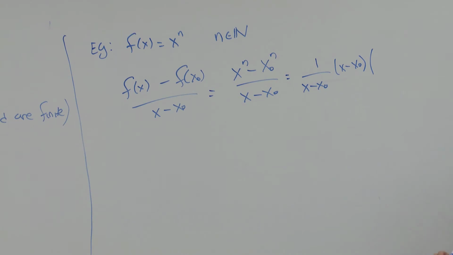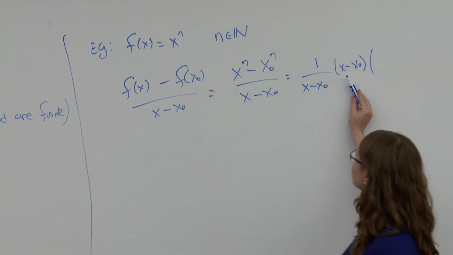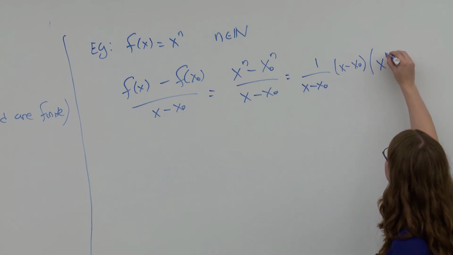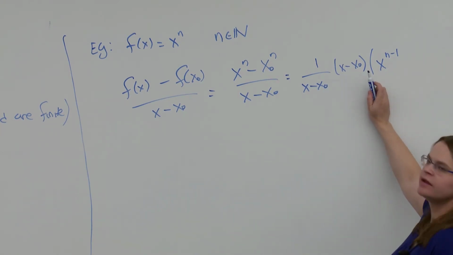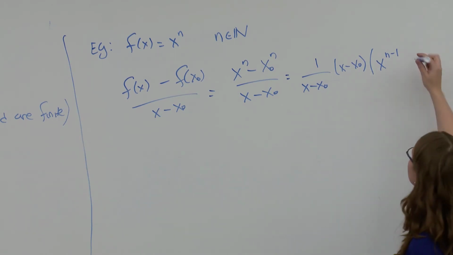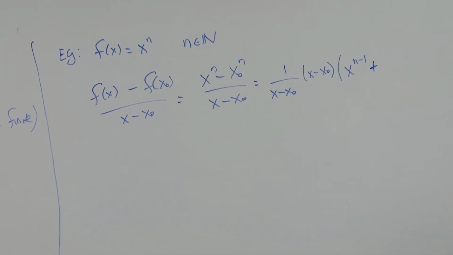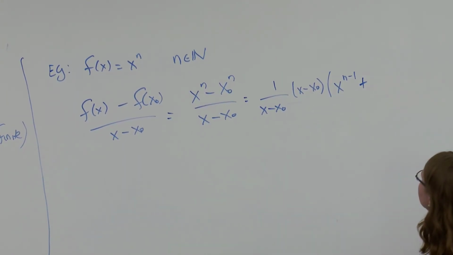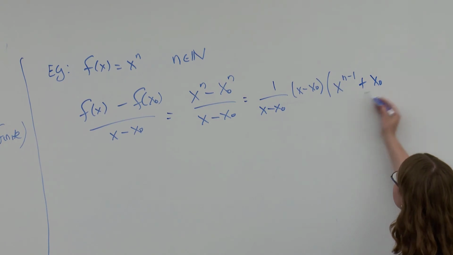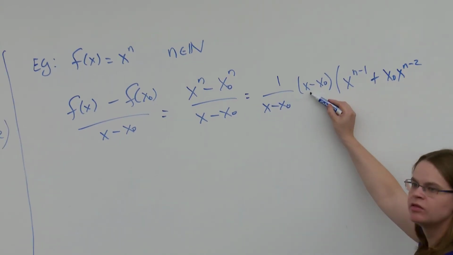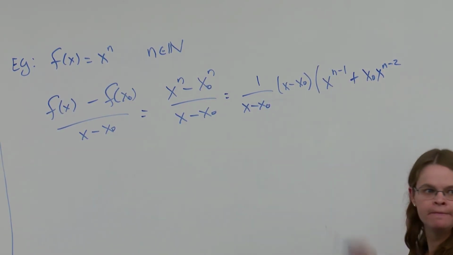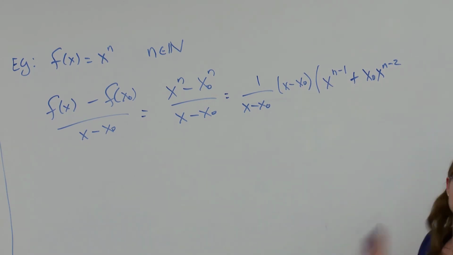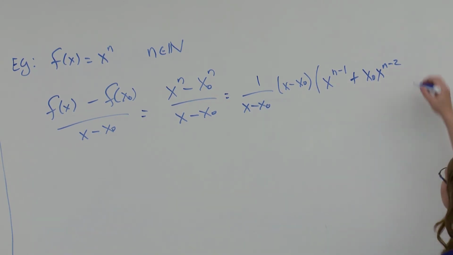So I tried to factor it out. Now what do I need? I need an x to the n minus 1 to get this leading term. But then when I multiply it with this, I get a minus x naught x to the n minus 1. That's no good, so I need to add something back that will get rid of that. I'm going to add plus x naught x to the n minus 2. When I multiply that out, this times this and this times this are the same. Again, I introduce a new term that I don't want, and we can keep running down the list here.